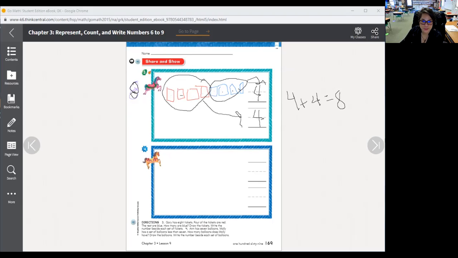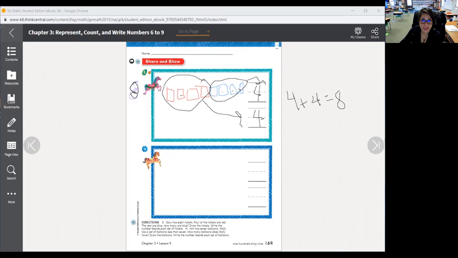Let's go on to the next one. It says, Anne has 7 balloons. Molly has a set of balloons that are less than 7. How many balloons does Molly have? Draw the balloons, write the number beside each set of the balloons. So let's see here. Anne has 7 balloons. Molly has a set of balloons less than 7. So we got to draw Anne's first, so that way we can make sure that we're drawing less than for Molly.